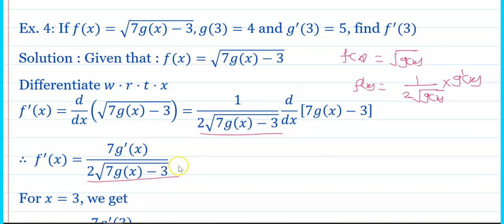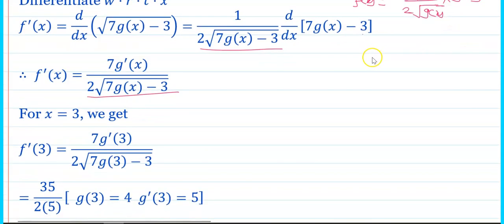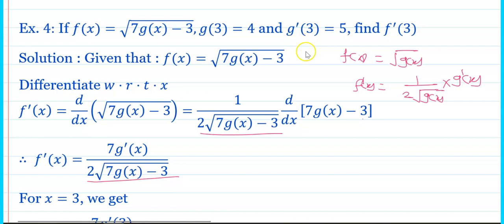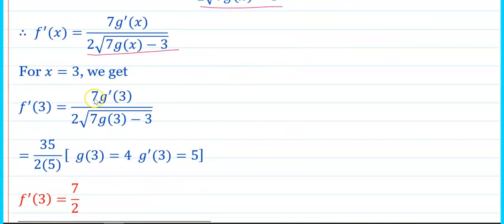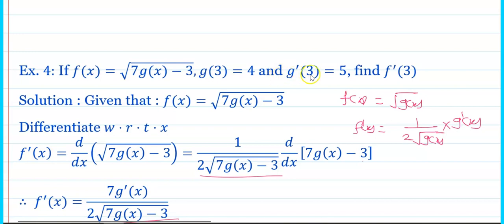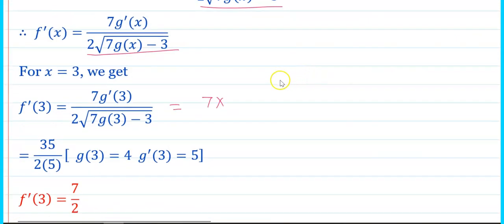Now we'll substitute the value. We are asked to find f dash of 3. Replace x by 3 here. Substitute the values. What is here? 7 g dash of 3. G dash of 3 is 5. So I will write here 5, 7 g dash of 3, where g dash of 3 is 5.